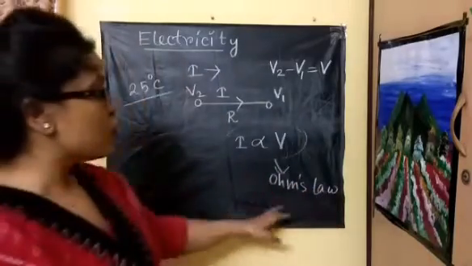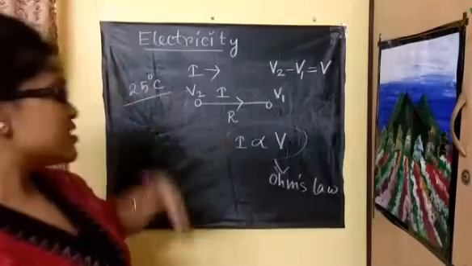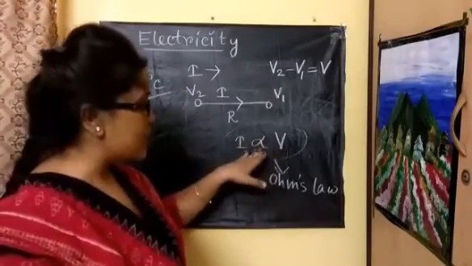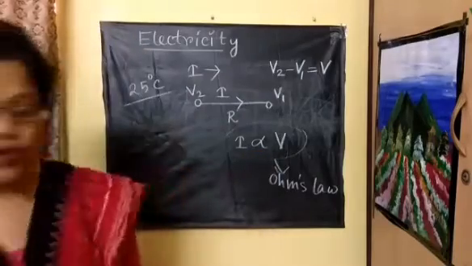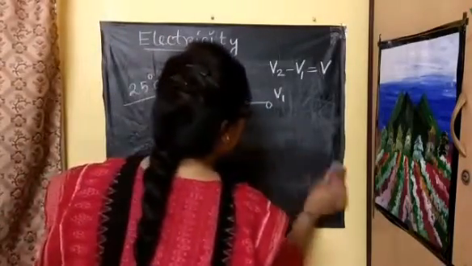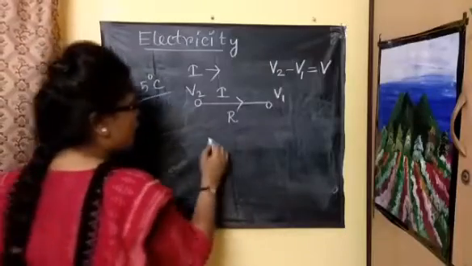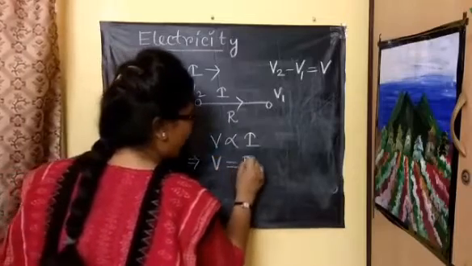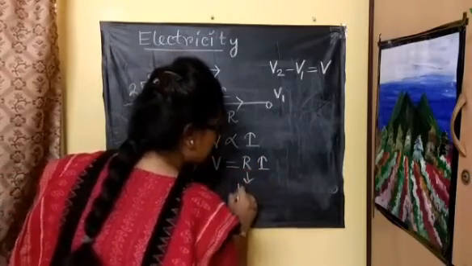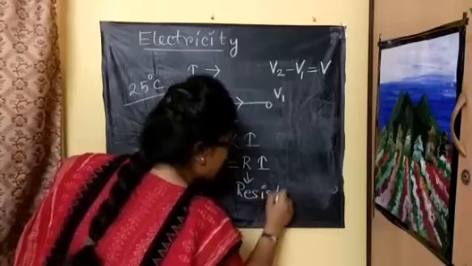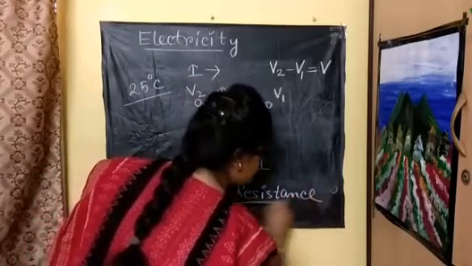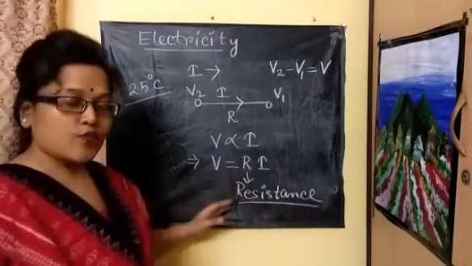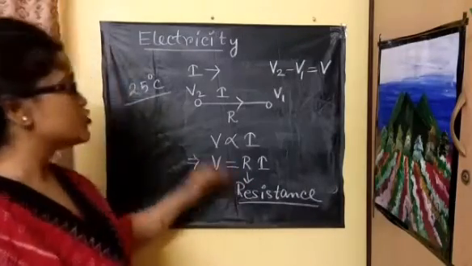This idea was given by Ohm, so this is called Ohm's law. This idea was given by whom? Ohm. So this is called Ohm's law. Clear? Now, like the previous concept, this is a proportionality sign. We need to eliminate this proportionality sign. How could I eliminate it? Whenever I want to eliminate a proportionality sign, I need an equal sign. So V is proportional to I, so I can write V equals R I. This R is termed resistance, meaning the opposing force given by the conductor to the flow of current. This is called resistance.